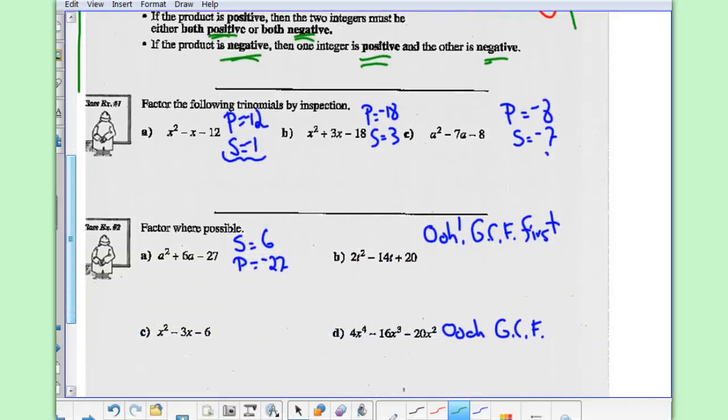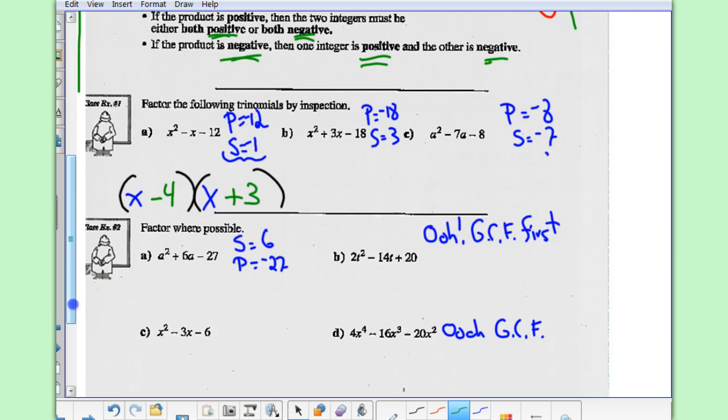So go and play the sum and product game, and then come back and see if you got the answers right. So in this one, we write out the factors. What do I know? I know that it's an x and an x, because it's a 1x squared. What are the numbers? The numbers for there to be a minus 1 and a minus 12 product is a minus 4 and a positive 3.